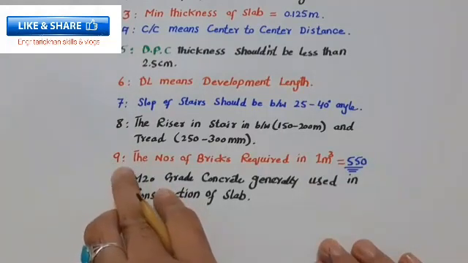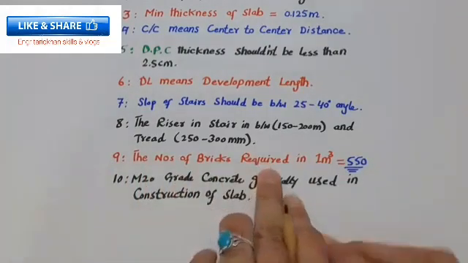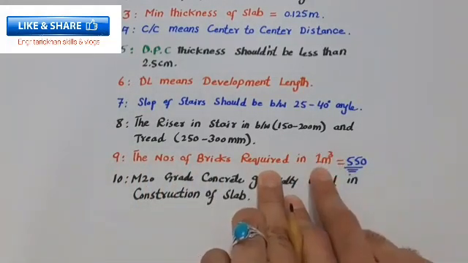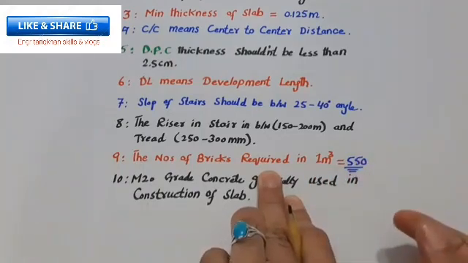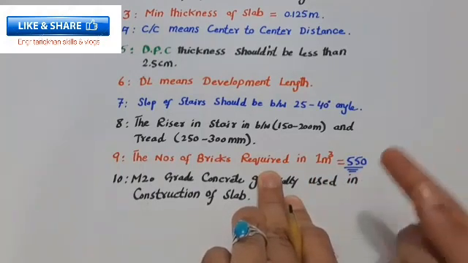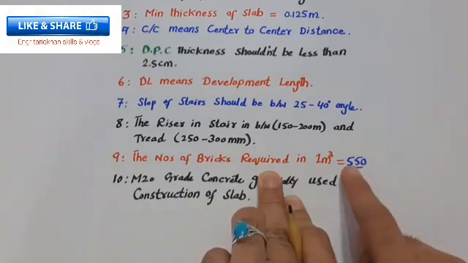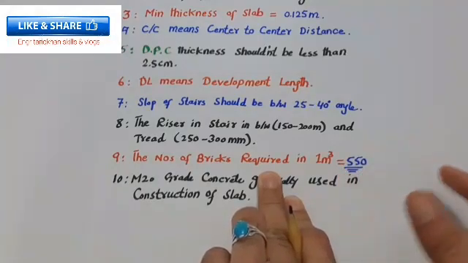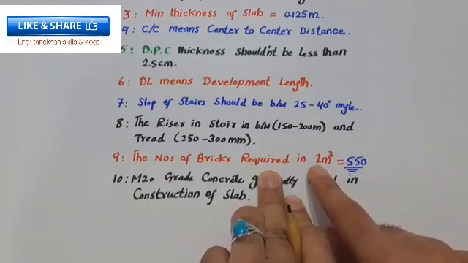The next one, guys, ninth, is the number of bricks required in 1 meter cube. Anyone can ask you, how many bricks are required in 1 meter cube? So 550 numbers of bricks are required in 1 meter cube.